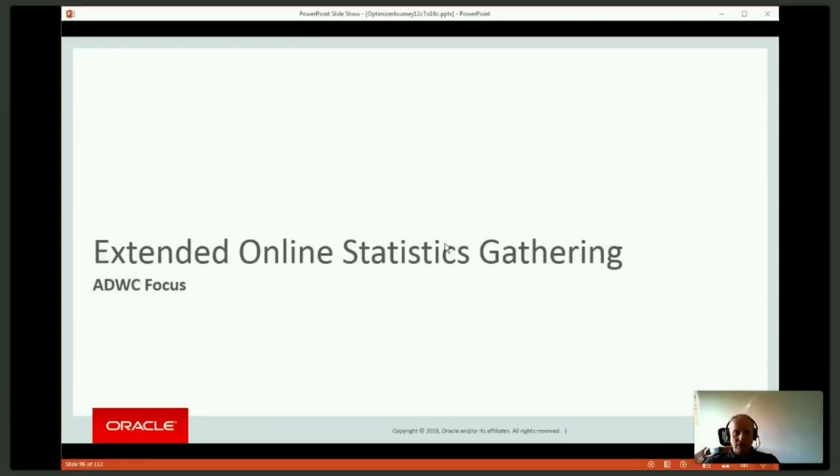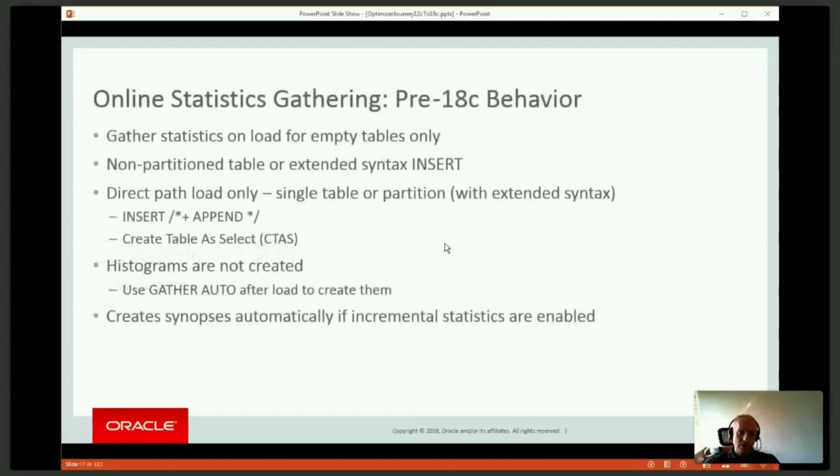So let's look at ADWC now, the Autonomous Data Warehouse Cloud. We had a lot of focus on that, as you might be aware. That came out recently. This is for data warehousing applications on the cloud. We applied some changes in the optimizer area to make using ADWC easier.